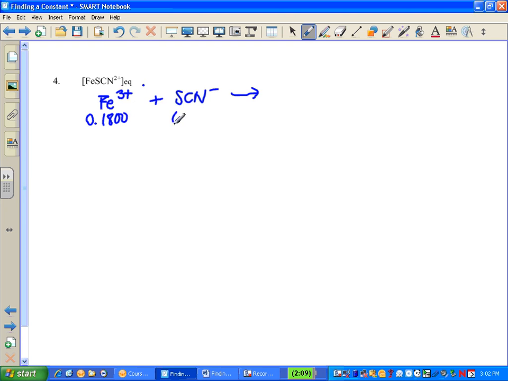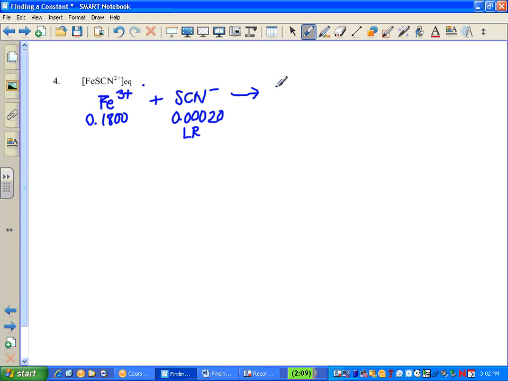And in the solution, the concentration of the thiocyanate was 0.0020, or 2 times 10 to the negative 4. As you can see in this scenario, the iron ions are largely in excess. The amount of iron that we have in this particular system is much, much greater than the thiocyanate. So our thiocyanate is our limiting reactant in this case.